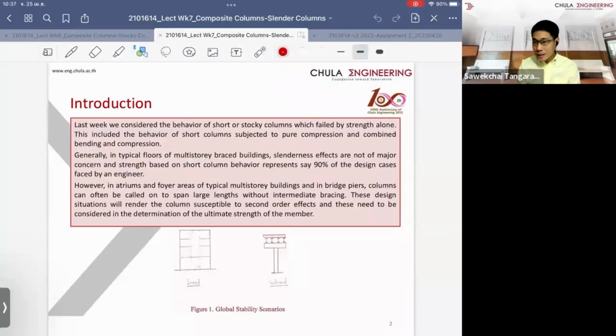The capacity of the member, rather than achieving the maximum capacity of the section, cannot do so. It has to drop, right? And to take into account this drop or reduction of capacity, we have to use some factor.